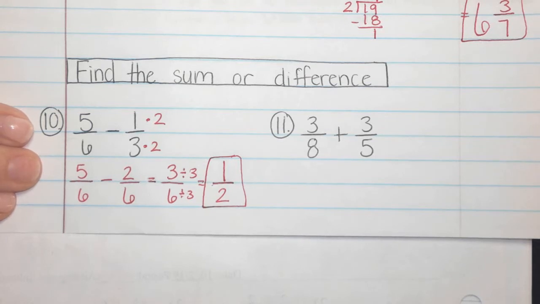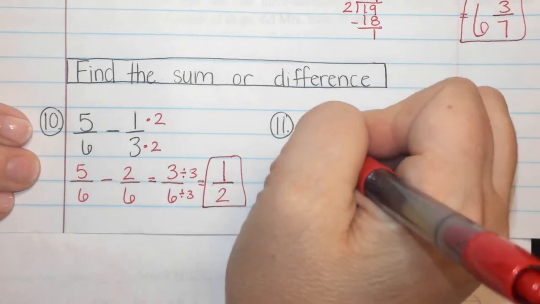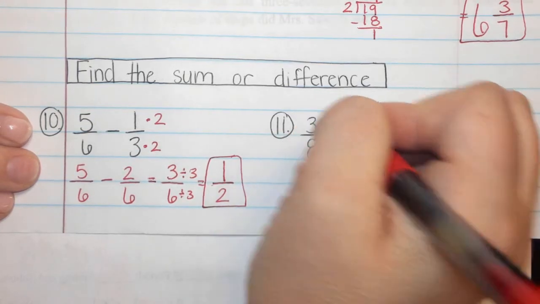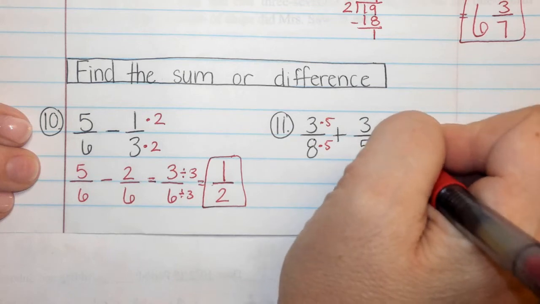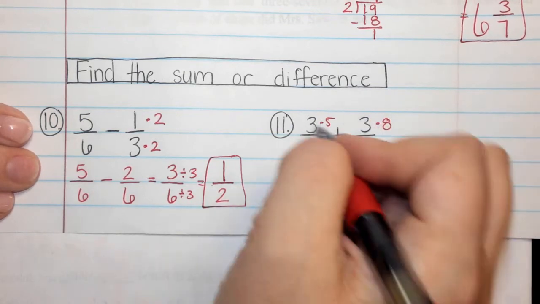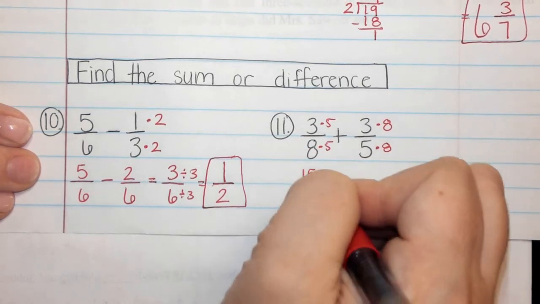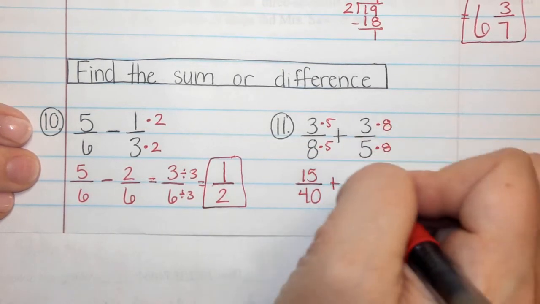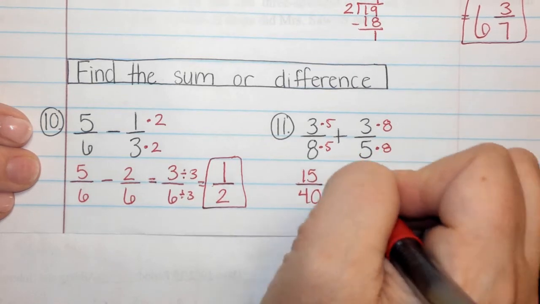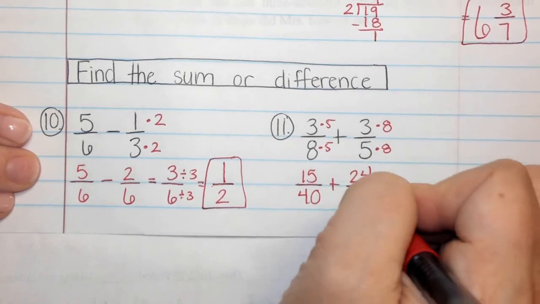Okay? What is a good denominator for 1/8 and 3/5? Nolan? Yeah, so we're going to multiply the first fraction by 5 because that's going to give me 40. And the second fraction we're going to multiply times 8. So 5 times 3 gives me 15. 5 times 8 gives me 40. Plus, on my other fraction, 3 times 8 gives me 24. And 5 times 8 gives me 40.